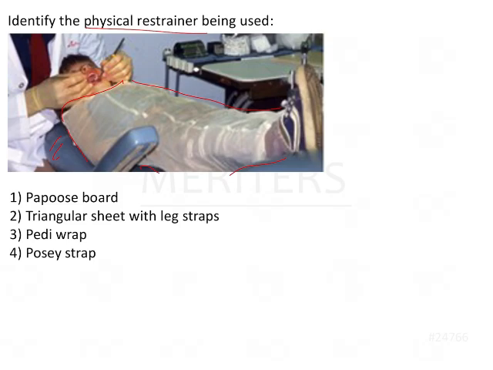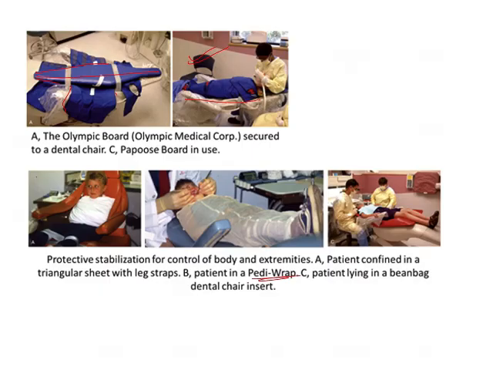The other option that was given was a triangular sheet with leg straps. So this is what a triangular sheet with leg straps looks like. Here, two different restraints are used to hold the extremities separately. So a triangular sheet is used to hold the arms down, and a leg strap is used to hold the legs of the patient down, or to restrain the legs of the patient.